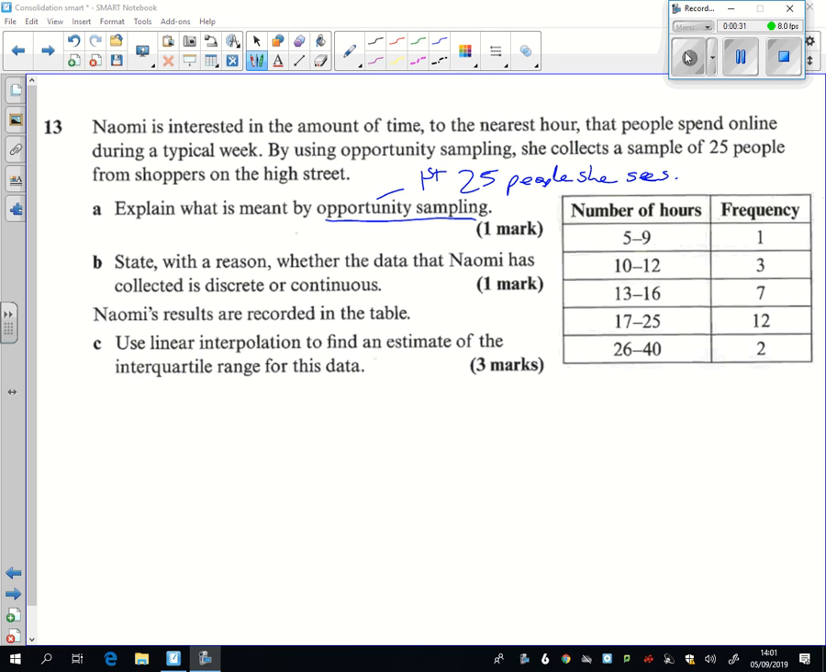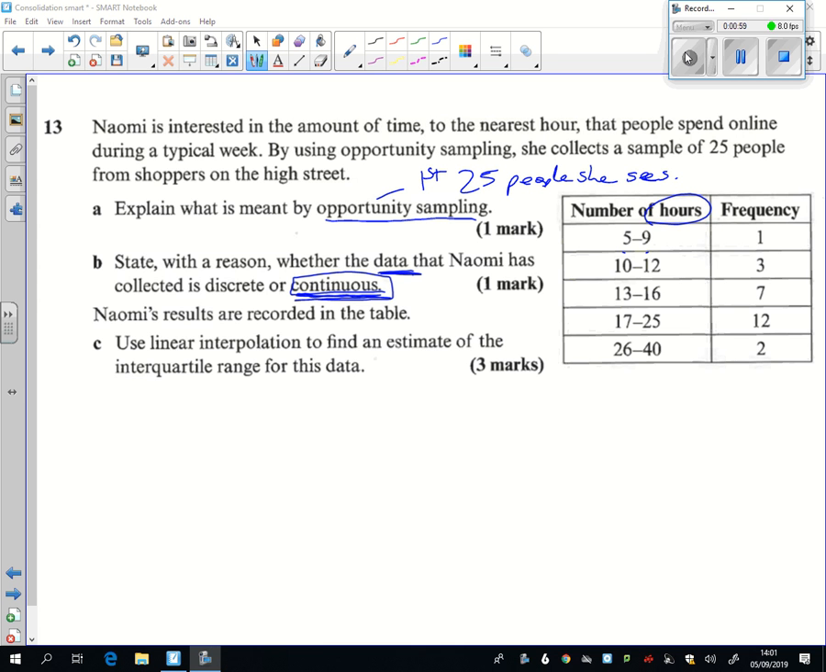The data she collected is the number of hours. So the number of hours is a continuous measure. And you can do 1 hour, 2 hours, 1.2 hours or something like that. The fact that she's then rounded it to the nearest whole number doesn't actually change the type of data it is. The data is continuous. She happens to have collected it to the nearest hour.